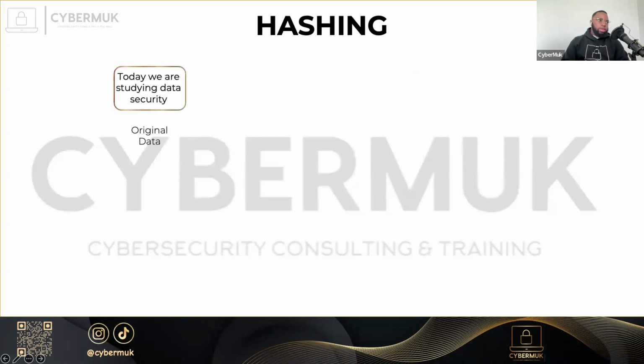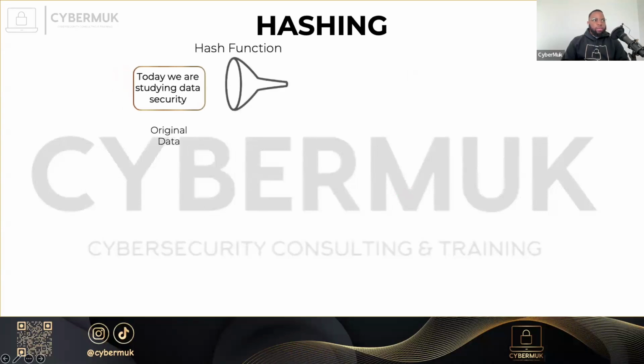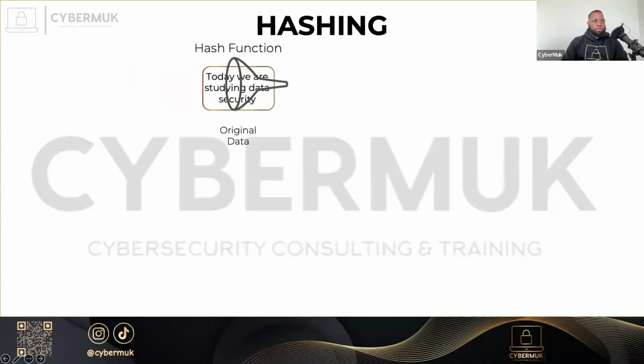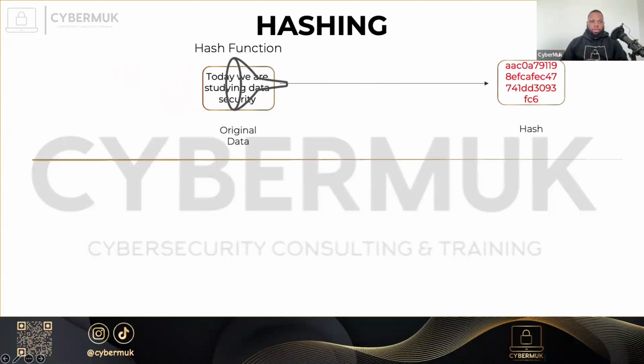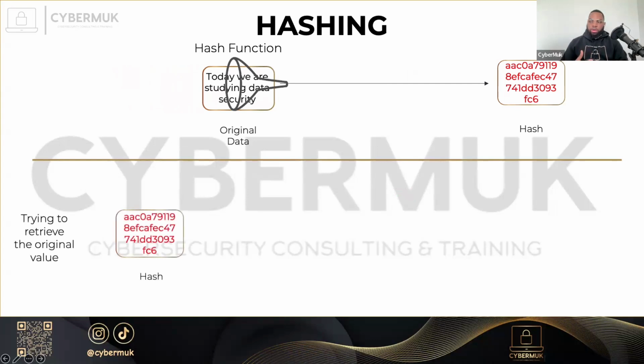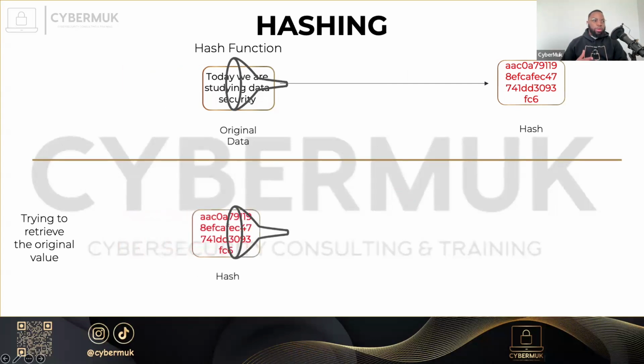So for example, this is the original data that says, today we are studying data security. If you do the hash on this data, you're going to have a result. This is called a hash. If you perform hashing, you have a hash. Now, if you try to go the other way around and try to retrieve the original value, you will not be able to. It doesn't work that way.